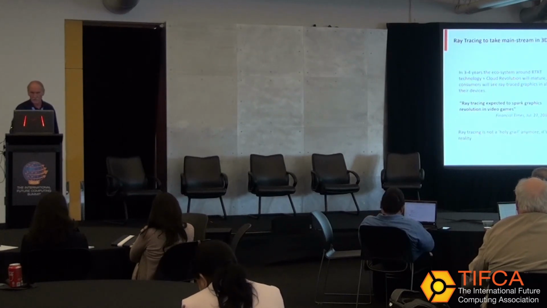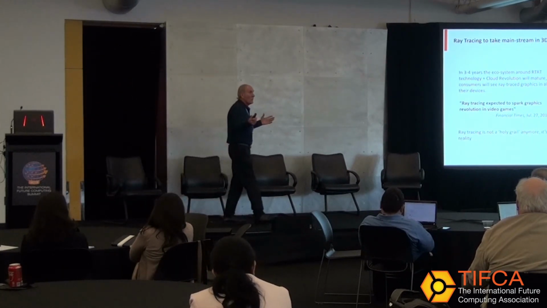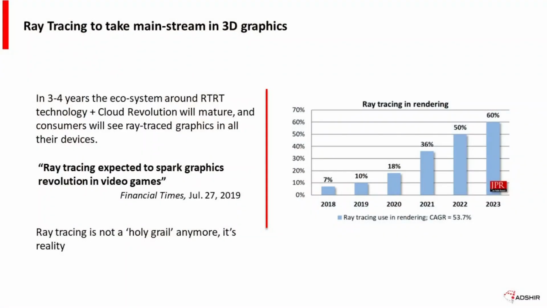And we are approaching the last slide. Where are we heading to? Ray tracing is becoming mainstream in graphics. This is something that nobody dreamed about a few years ago. If you look at this, in 2019, ray tracing is about 10% of graphics. Not in gaming, in graphics, all graphics. And in 2022, it's going to be 50% and then 60%. So it's going very fast.